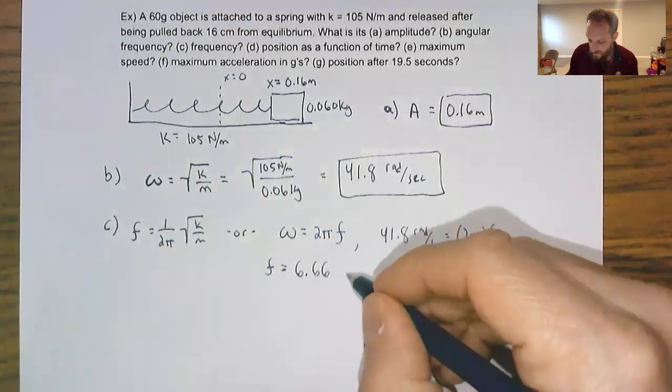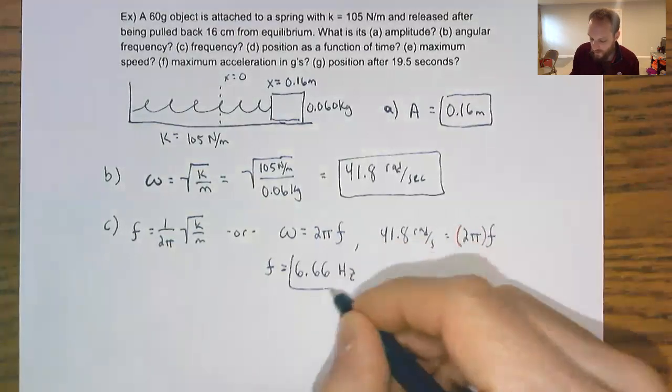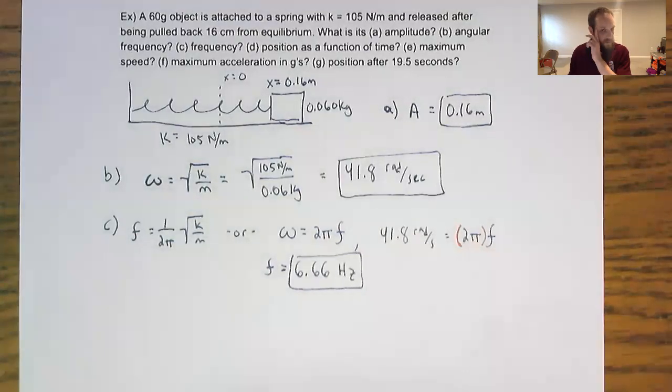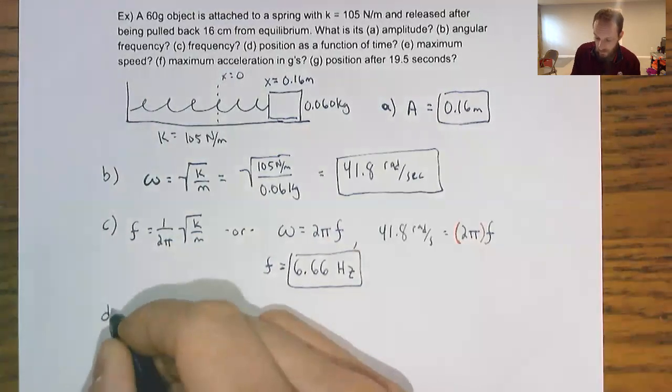Let's see, 6.66 hertz. So that's a little bit of an easier number to visualize. This thing goes through just over 6.5 vibrations back and forth every second. 6.5 times per second, that's really fast. So this is going to be kind of a blur to our eyes as this thing vibrates back and forth. All right.